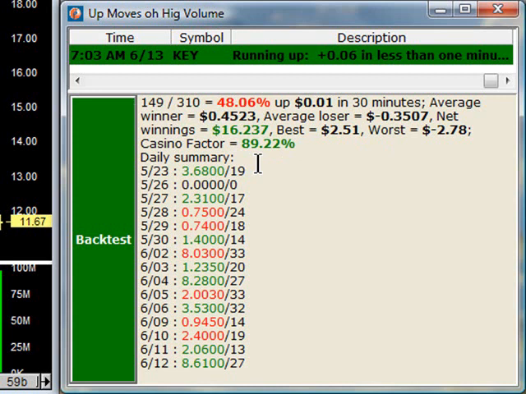To have a successful system, you don't necessarily need to have your system be above 50%. What you just need to have is a large ratio between winners and losers and decent net winnings. So here again you can see the results and all of their details, and we ran this without any stops and made 16 points.